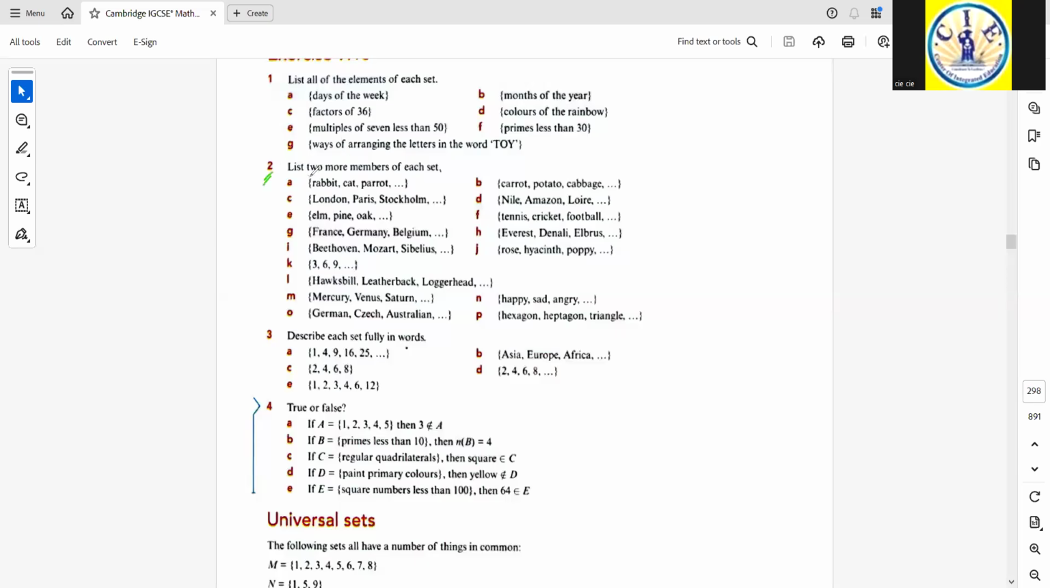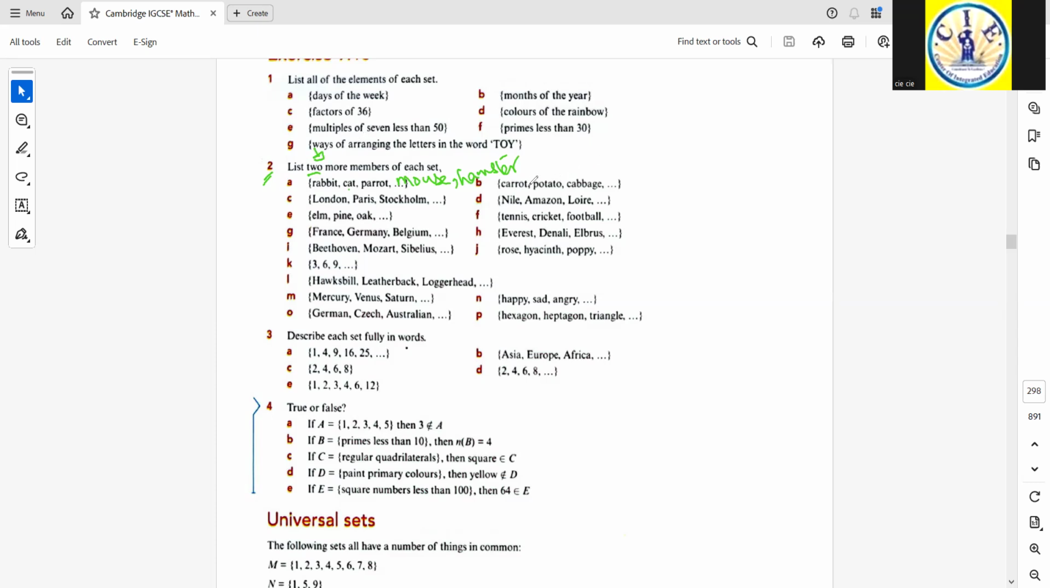Question number 2 now. List two more members of each set. In part A, we have got rabbit, cat, parrot. So more members like this might be a mouse. It may also be, for example, a hamster. There are many more possibilities to be included as members of this set, but since we were required to include only two, I have written these two.